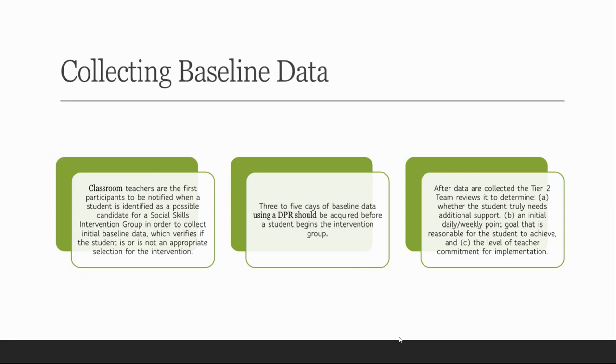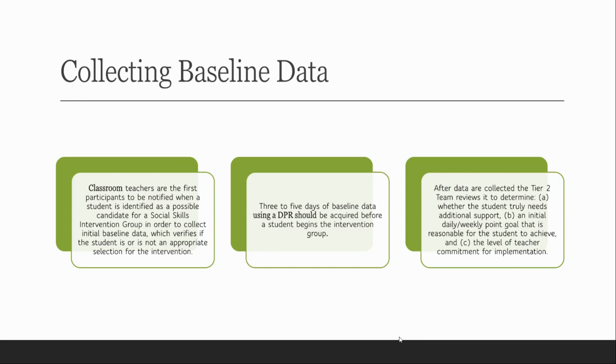The team should collect 3 to 5 days of baseline data using a daily progress report before a student begins this intervention, so that you have enough data to help, number one, determine if the intervention is appropriate, but number two, use as that baseline data. So after the data is collected, that tier two team is going to review it to determine whether the student truly needs that additional support.